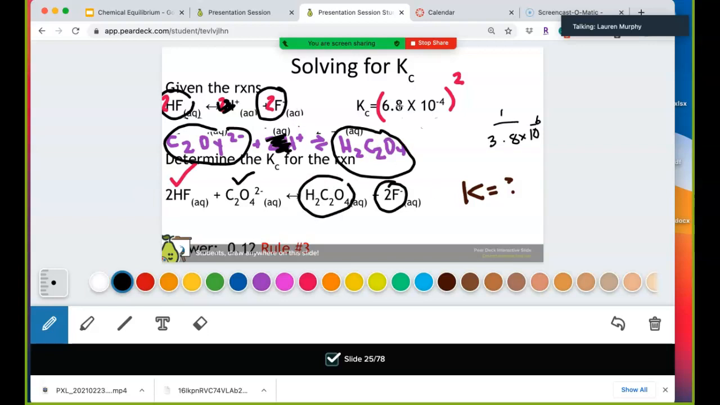We're all done. Now, in Hess's law, you'd do this math and then you'd add them together. But the third rule for equilibrium is you actually multiply the K values. So it's the K from the first equation multiplied by the K from the second equation. So you do 6.8 times 10 to the negative 4th squared times 1 over 3.8 times 10 to the negative 6th. And you should get 0.12.